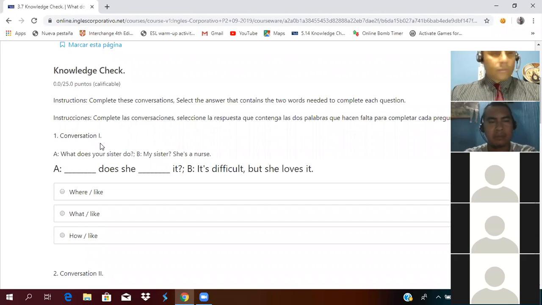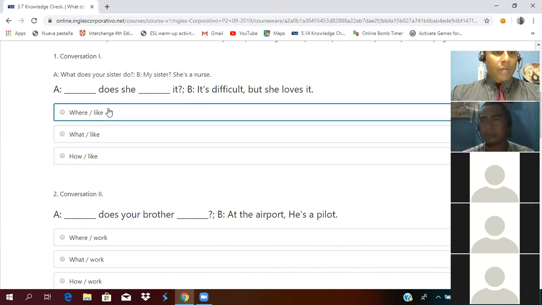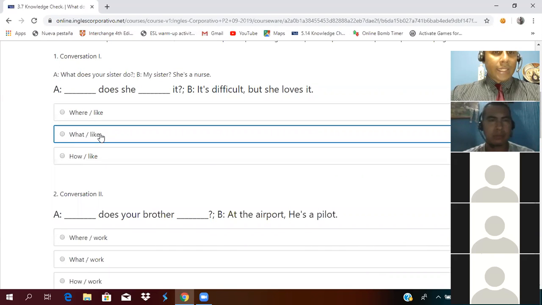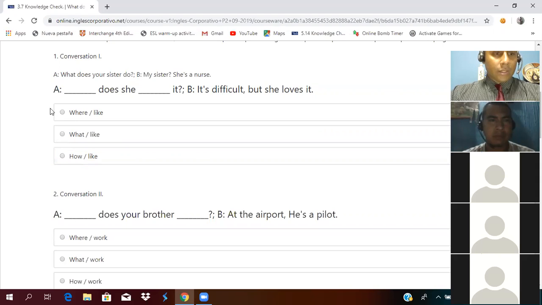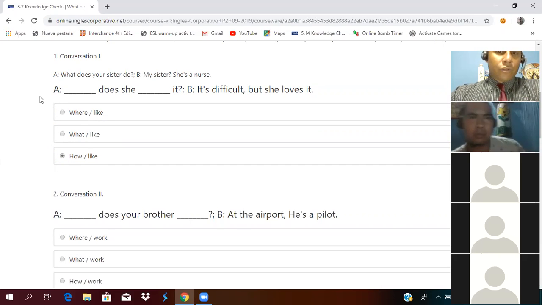Conversation one. What does your sister do? My sister, she's a nurse. A, where does she like it? It's difficult, but she loves it. Is the answer where like, what like, how like? How like? How does she like it? Very good. It's difficult, but she loves it.